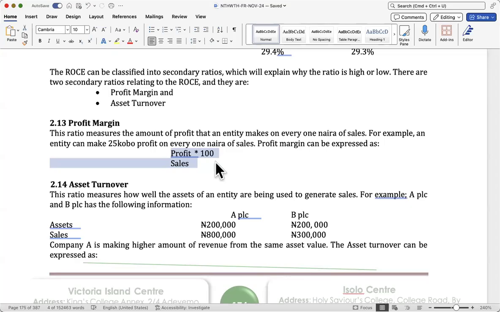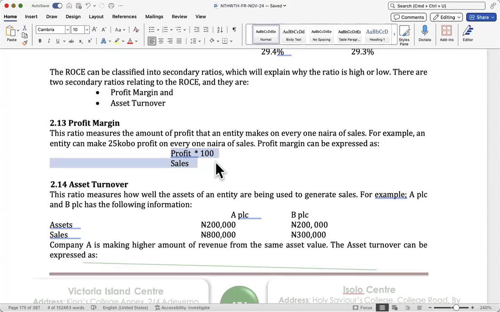Every business person understands profit margin, because everybody knows when they go to the market, especially those that are buying and selling, how much they bought these items, their cost price, and how much they have to sell. So that profit you are putting on your cost price, if you express it in percentage, that is your profit margin.